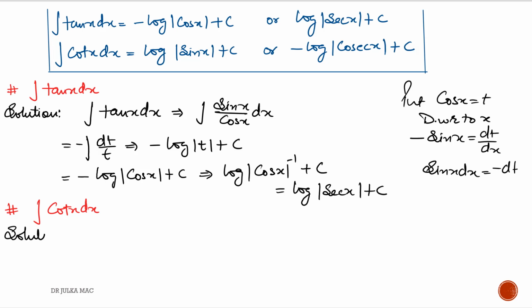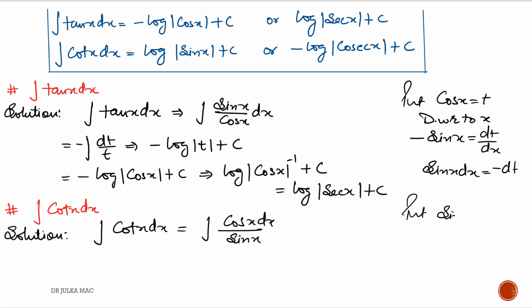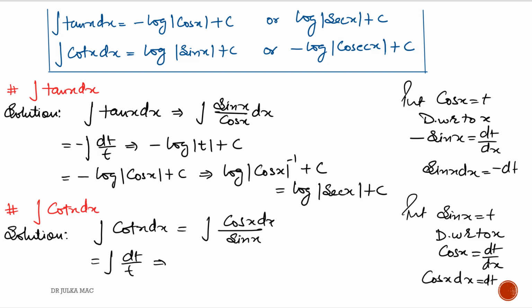Replace cot x by cos x upon sin x. Derivative of the denominator is present in the numerator, so put sin x equals t, differentiate with respect to x both sides, and we will get cos x equals dt by dx. So cos x dx is replaced by dt and sin x replaced by t, and the integration of 1 by t is log mod t plus c. Put the value of t equal to sin x. The answer is log mod sin x plus c.